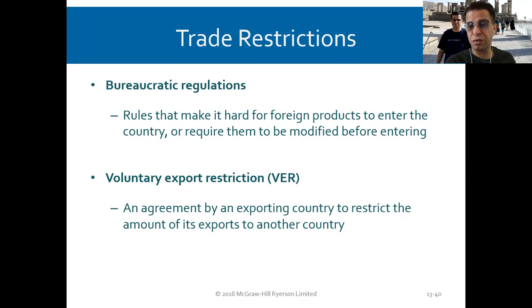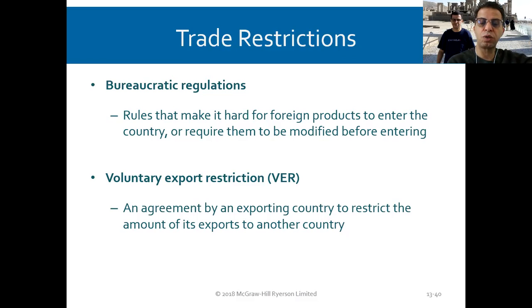Now there are other trade restrictions and rules that make it hard for foreign products to enter the country or require them to be modified before entering. So double labeling and certain modifications make it more expensive. That's in goods. In services, they might put in some kind of restriction, such as a lawyer or a doctor from India having to come and write the exams, which is tough. These are restrictions.